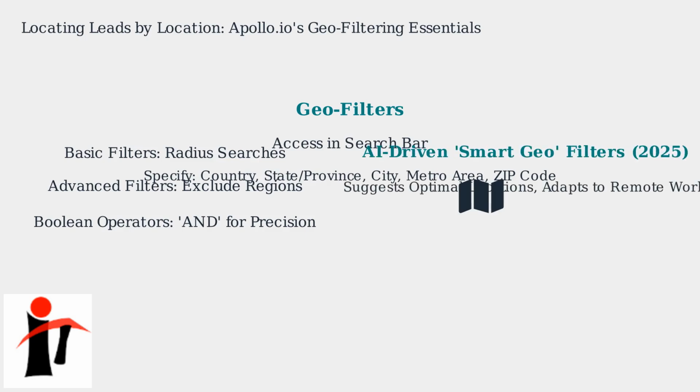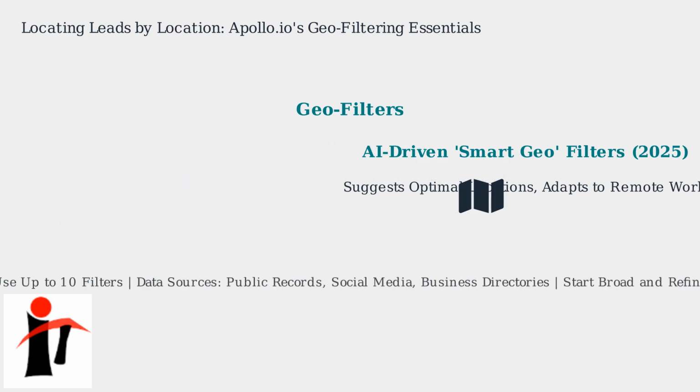Apollo.io's AI-driven smart geo filters, introduced in 2025, enhance location targeting by suggesting optimal locations based on user behavior and industry trends, even adapting to remote work patterns to identify leads in emerging hubs. This ensures you connect with relevant prospects efficiently by focusing your search on specific geographic areas.